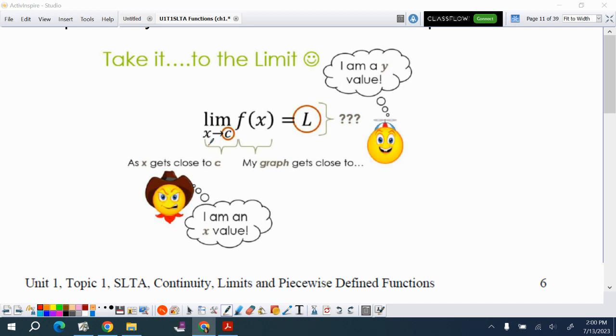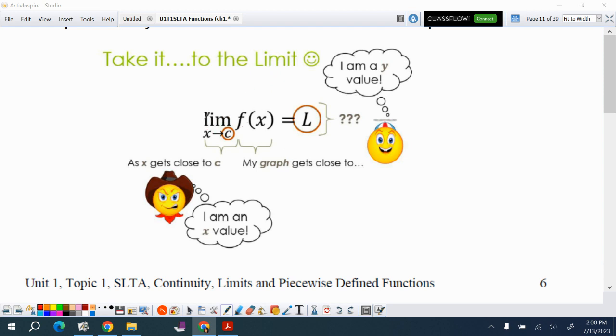In this video, I'm going to introduce limits and types of discontinuity. So first of all, let's talk about the limit. You have seen this picture before on the cover page of the packet, "Take it to the limit." So what is a limit?